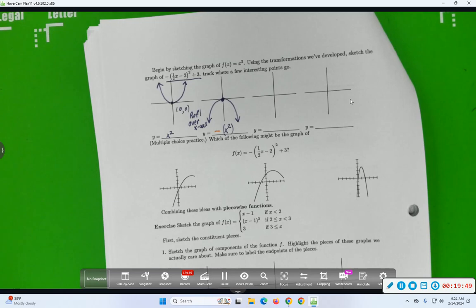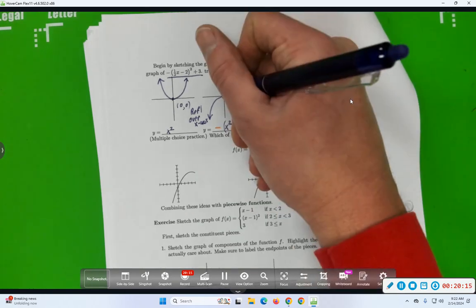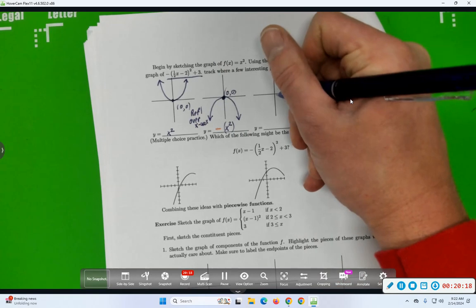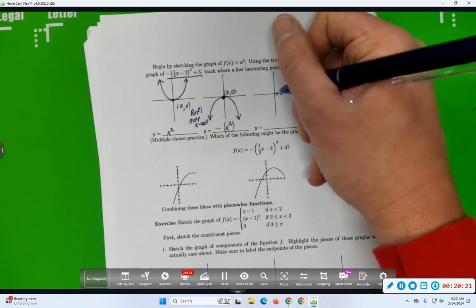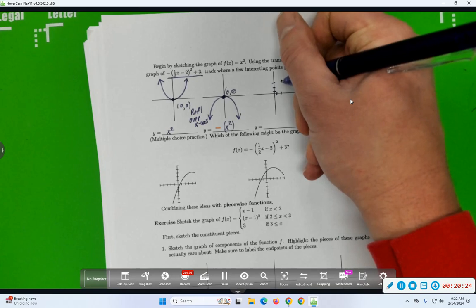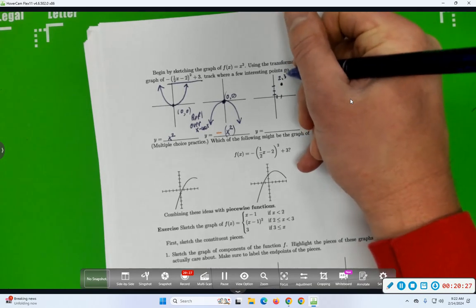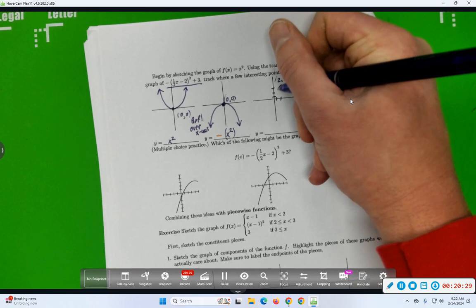All right, what should we do next? Yeah. Either the -2 or the +3. I'm just going to do them both at the same time. So the -2 will make us go right 2. The +3 will bring the thing up 3. So this point at (0, 0) will go right 2, up 3. And it'll still generally curve down.